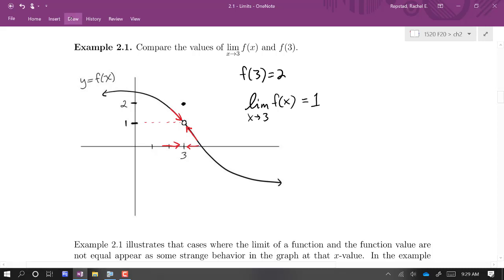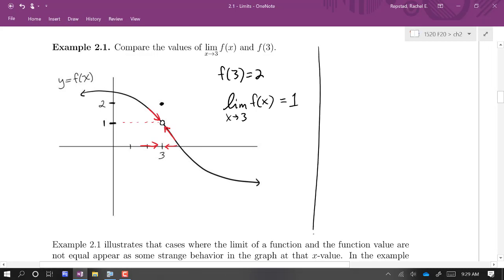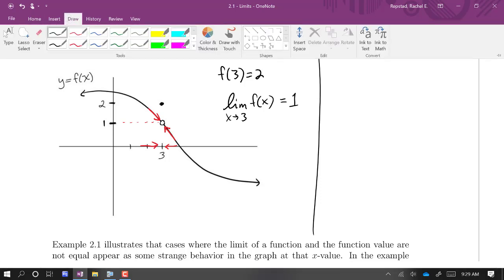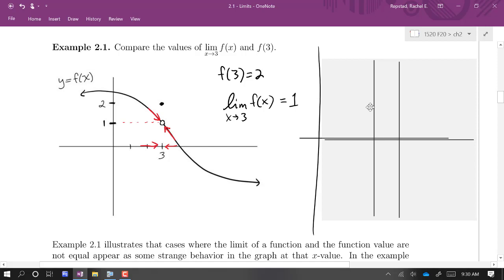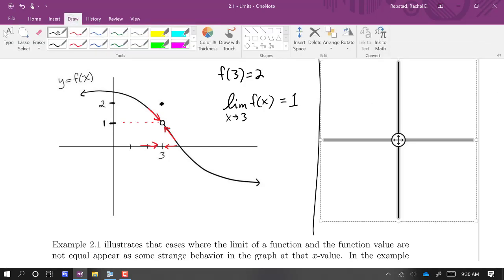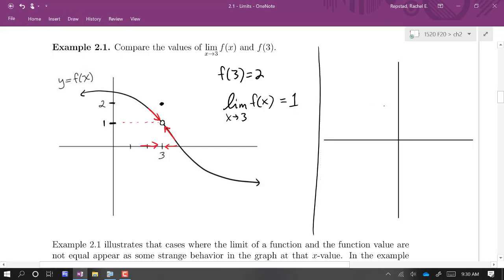In fact, if we made a slight change to this, I'm going to quickly sketch out a different function. I'm going to try to make it look pretty close to this.